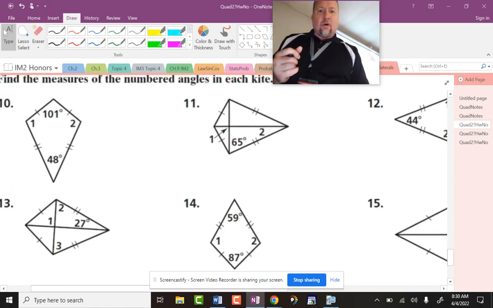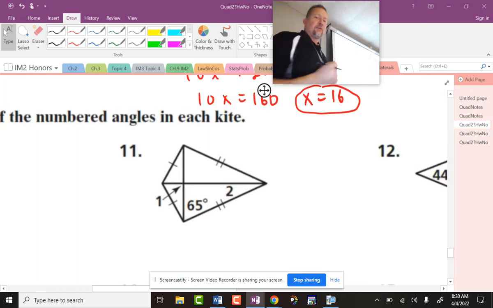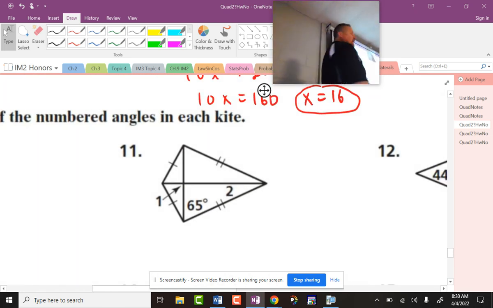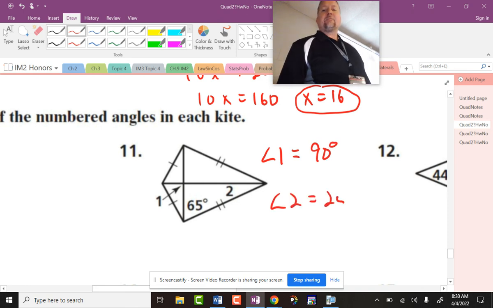Okay, so I'll pick one maybe a little bit more challenging. First of all, probably not so challenging. What's angle 1 in number 11? 90. So that's just practicing the idea that they are perpendicular to each other. And then what's angle 2 and y? Yeah, you got a triangle here.